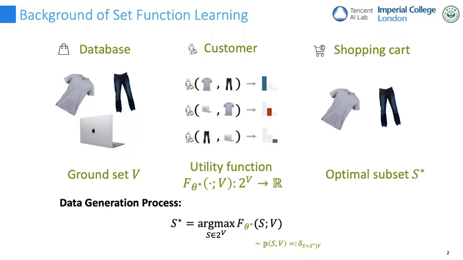Firstly, I will give some background on set function learning. Imagine you are buying some products. For everyone, you have a set function, say a utility function in your heart, which takes a subset of products as input and outputs a numerical value. You might buy the subset of products which maximizes the utility function.